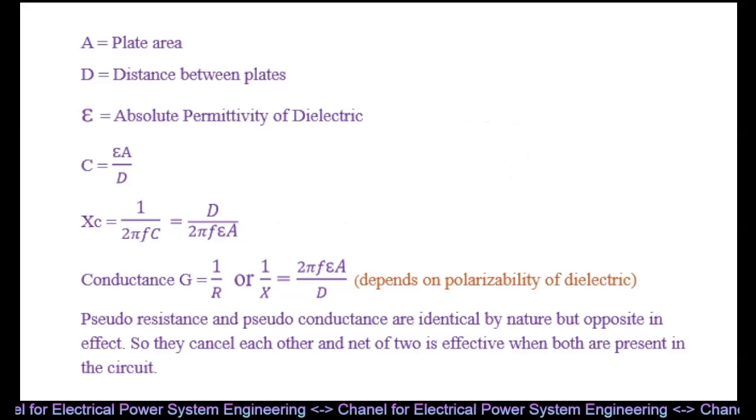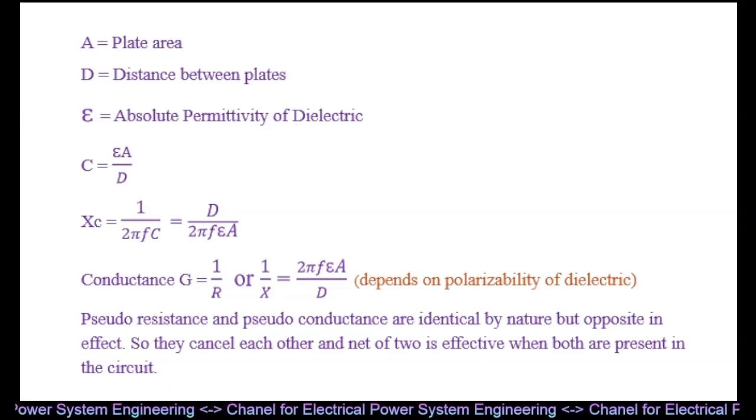A is equal to plate area. d is equal to distance between plates. ε is equal to absolute permittivity of the dielectric. C is equal to εA/d. XC is equal to 1/(2πfC), which is d/(2πfεA). Conductance G is equal to 1/R or 1/X, which is 2πfεA/d. It depends on the polarizability of the dielectric.